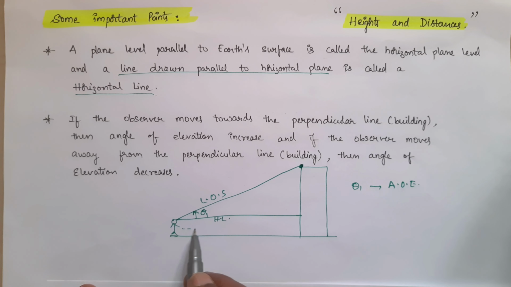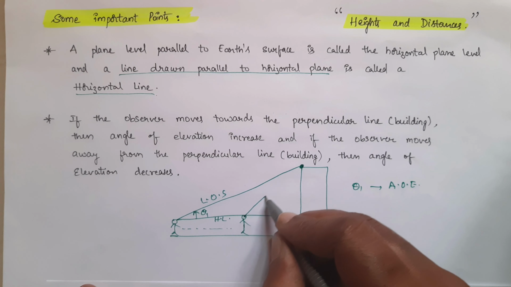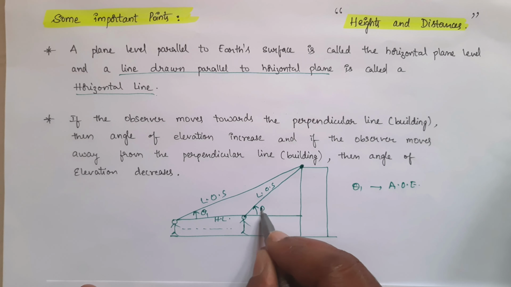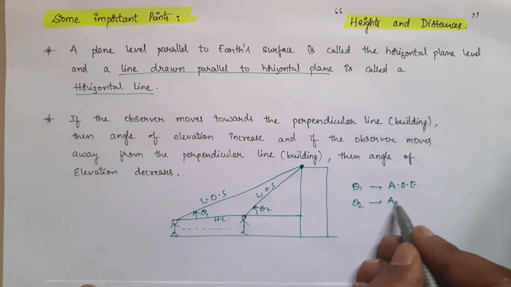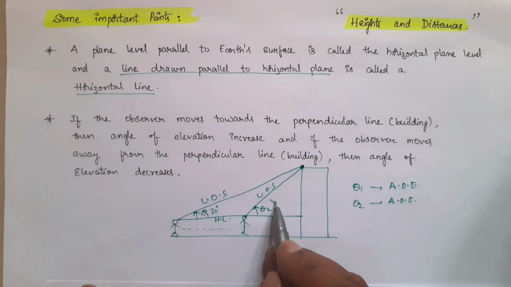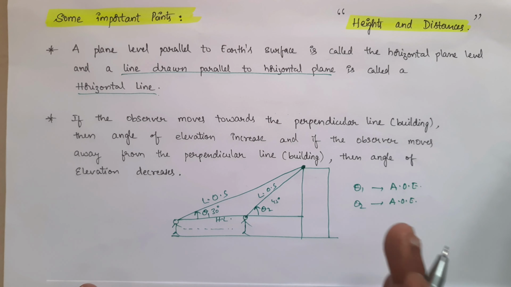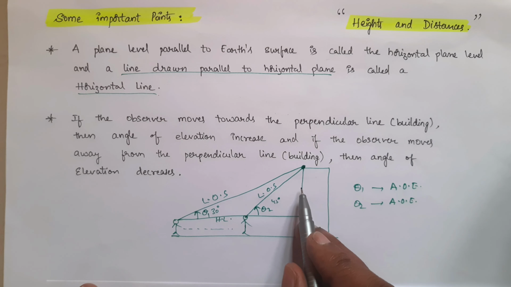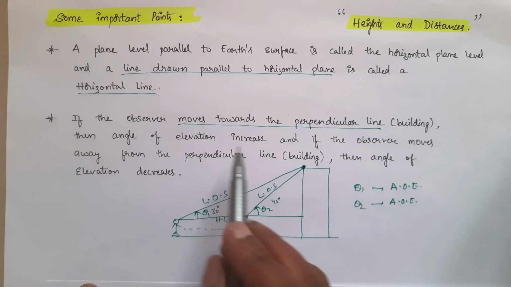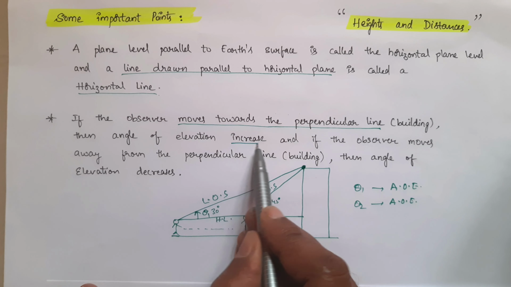So when he is moving towards the building, for example, he reached here. Now this will be the line of sight, and the angle also increases, right? Theta 2 is also the angle of elevation only, but compared to this it is a very small angle. Let it be like 30 degrees. When we reach some distance, it will become 45 degrees, and when we reach here, it will become 90 degrees, right? So when an observer moves towards the perpendicular line, nothing but the building, the angle of elevation increases.